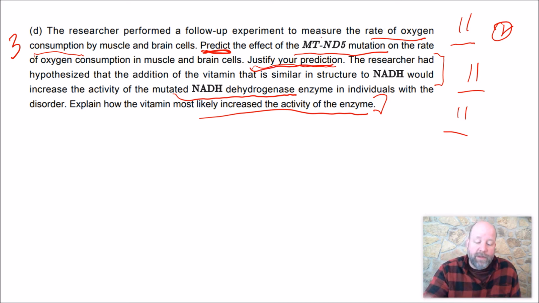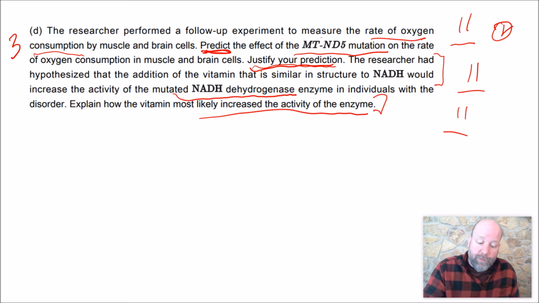So like I said, you get 2 points for this first part. First, predict the effect. That's going to be less oxygen consumption. And justify your prediction because oxygen is the final electron acceptor in the electron transport chain. And if we're reducing our activity on the electron transport chain because of this mutation, then we're going to have a reduction in the use of oxygen.